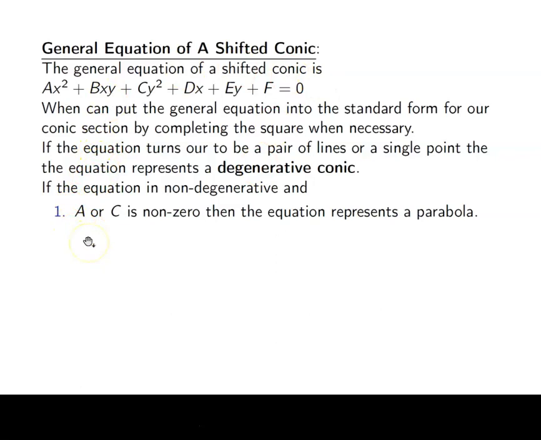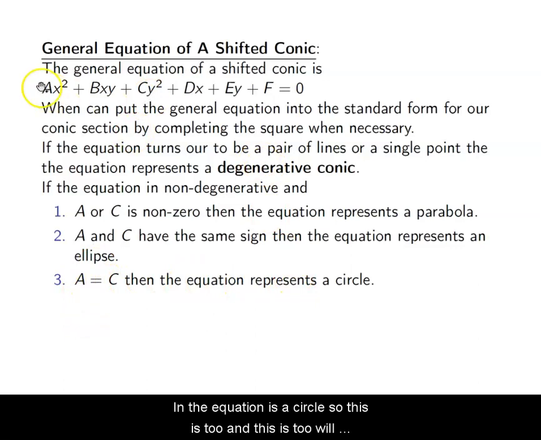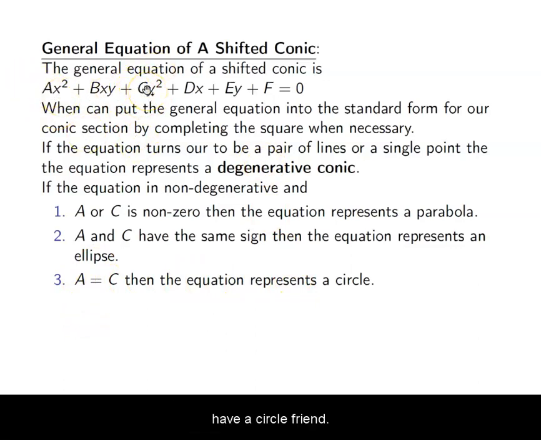So if A or C is non-zero, okay, so if this is present or this is present, then we're going to have a parabola. Okay, if A and C are the same sign, then we're going to have an ellipse. Okay, if A equals C, then the equation is a circle. So if this is 2 and this is 2, we'll have a circle, for instance.